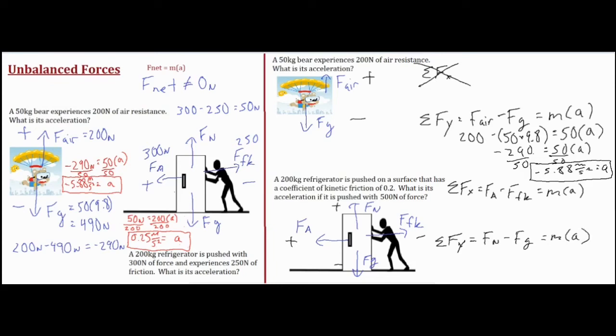In this last problem, we're going to need a new formula, which will come into play a little bit later, which is our friction formula. The friction formula equals mu times Fn, which is the coefficient of friction times your normal force. So what I'm going to do is plug in all the numbers I know and see where that leaves me and see if I'm able to solve for the acceleration.